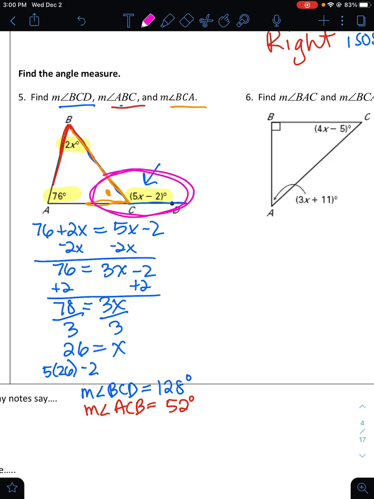They're a linear pair. They're supplementary. So if I already know that the outside angle is 128, if I take that away from 180, I will have the orange angle that I want. So when I do that, I get 52. All right, so the measure of angle BCA is also 52 degrees. So if I had to classify that triangle, I would know it's isosceles. I guess I'd call it an acute isosceles triangle.